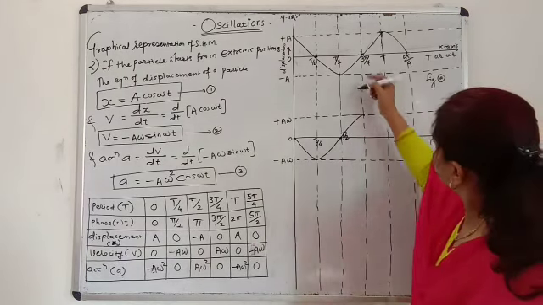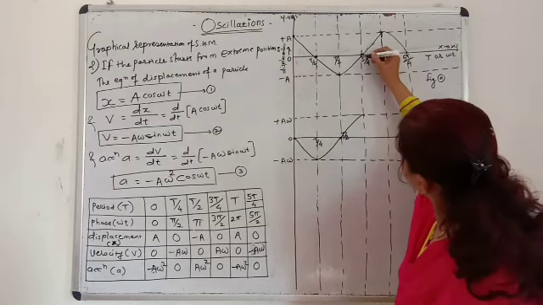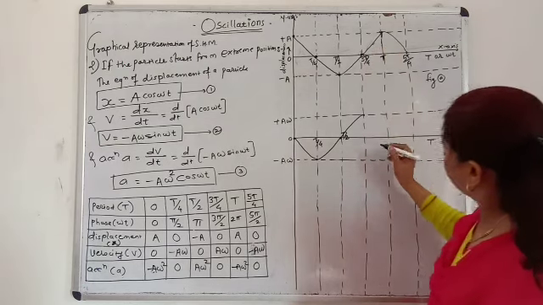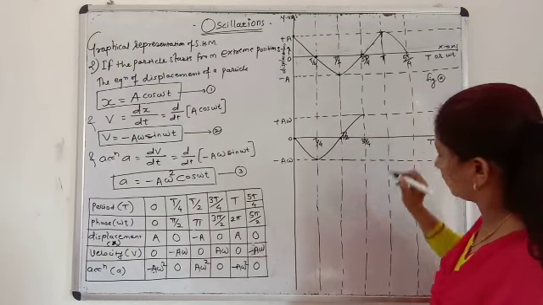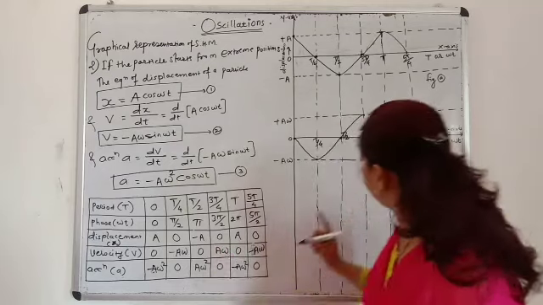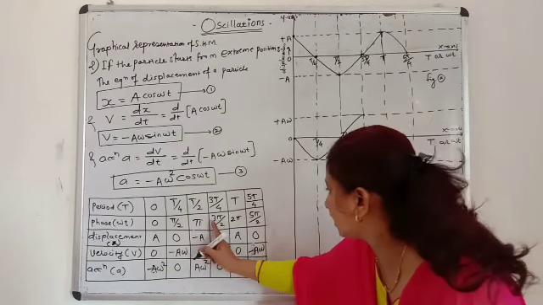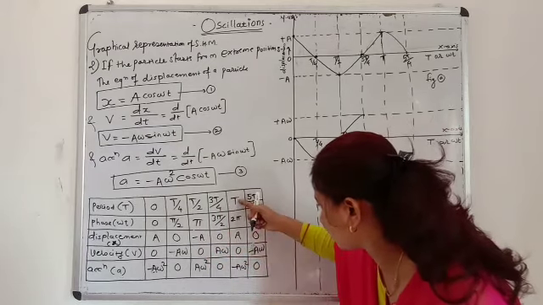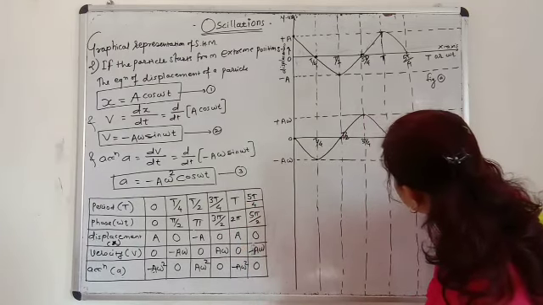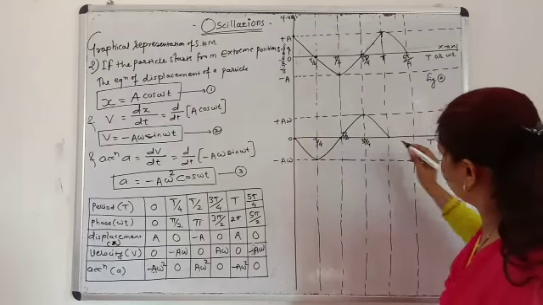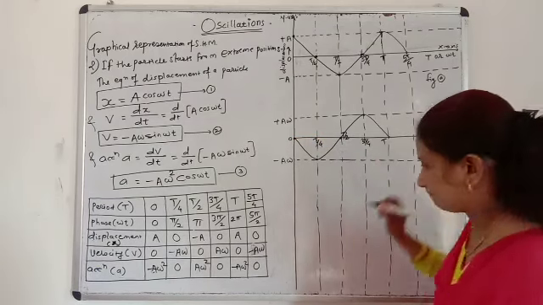Here T. Okay. 3T by 4. This is the 3T by 4. Then again T, the periodic time. Then velocity becomes 0. From this point to here 0. This is the 0 for T only.